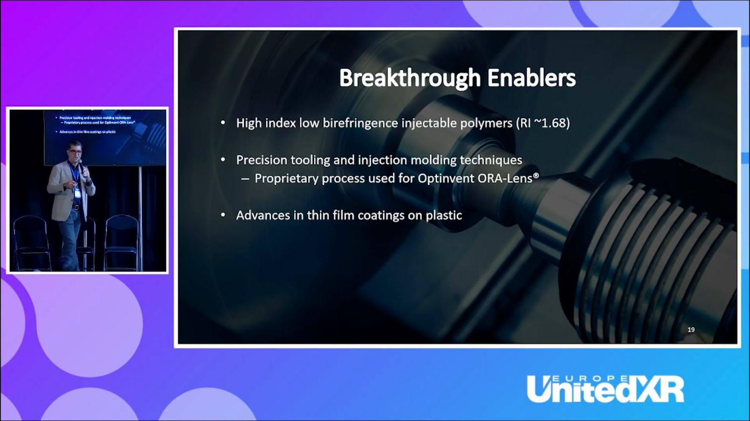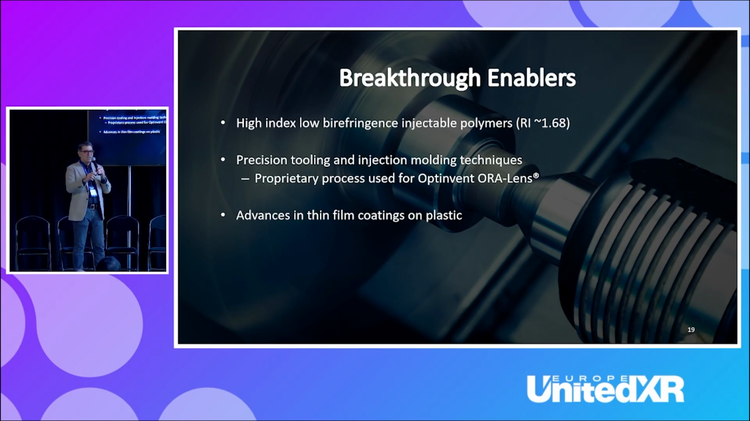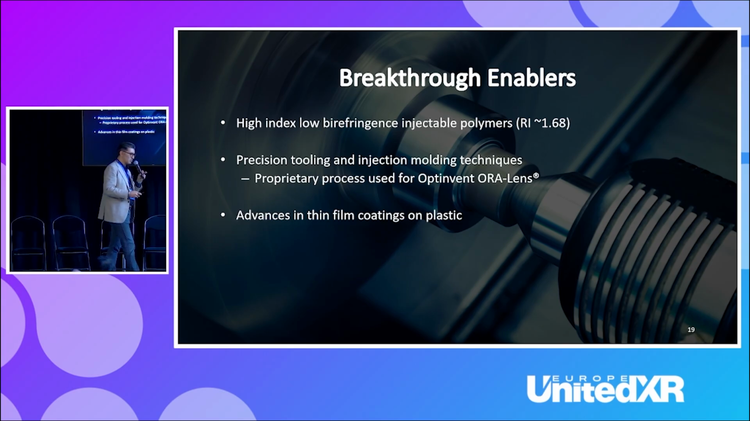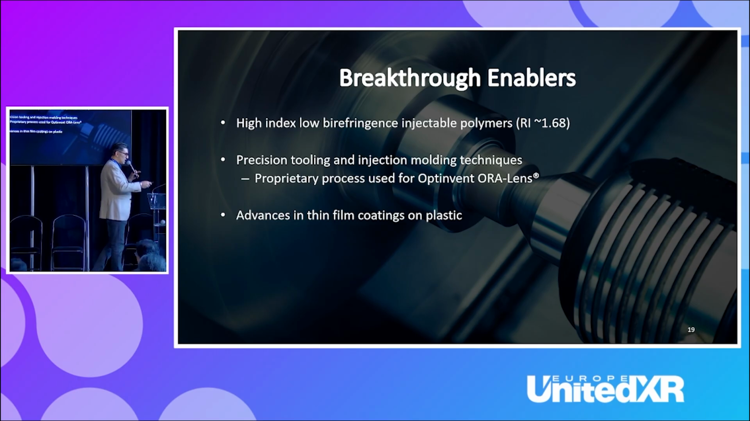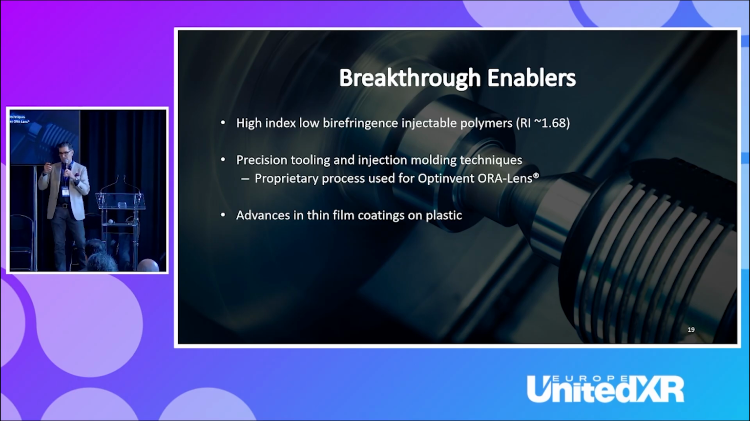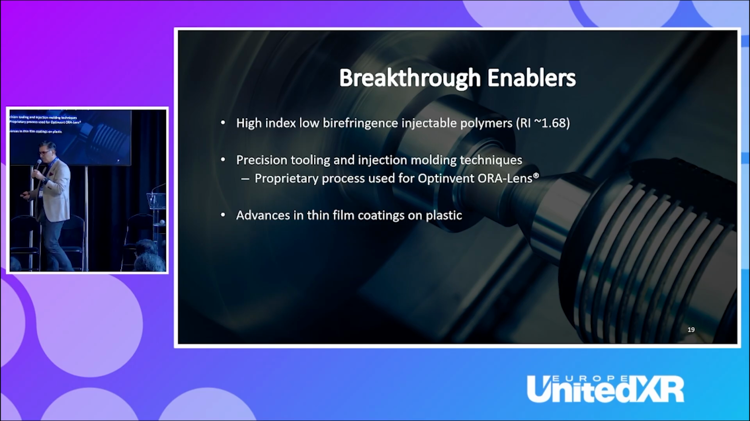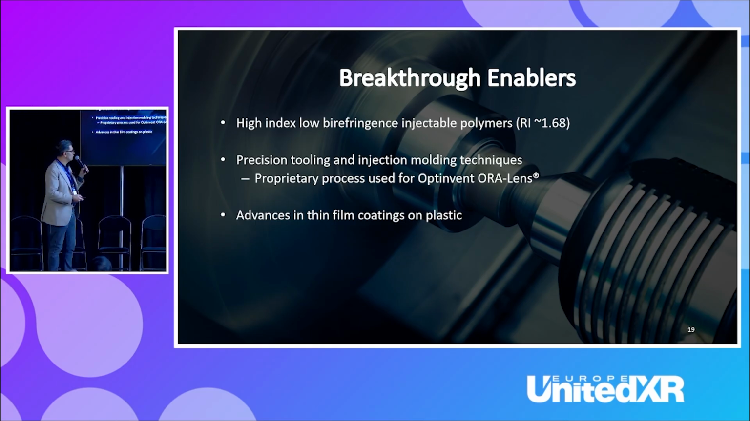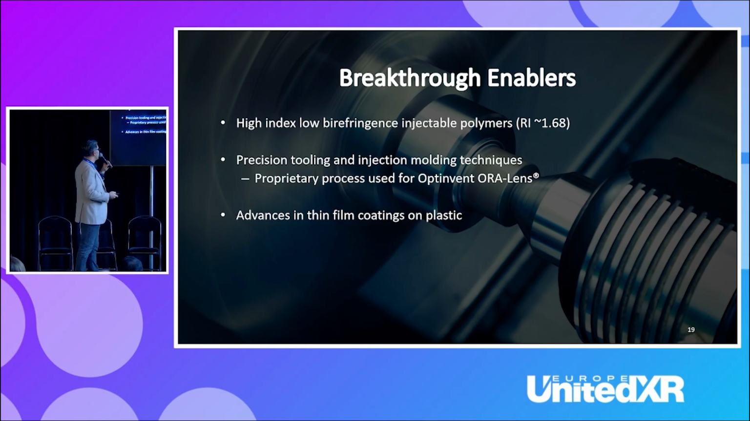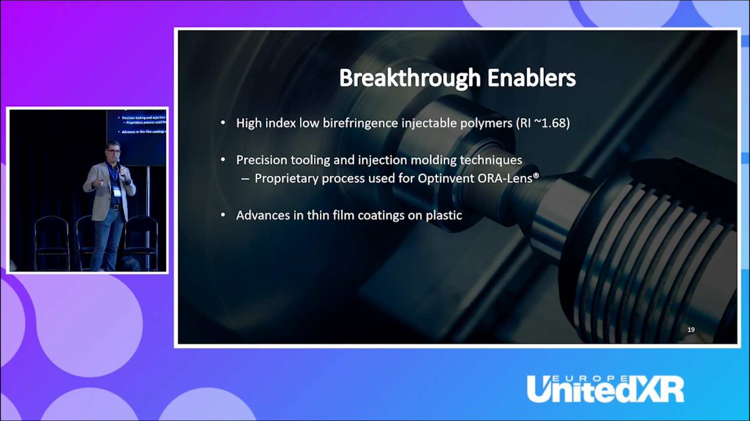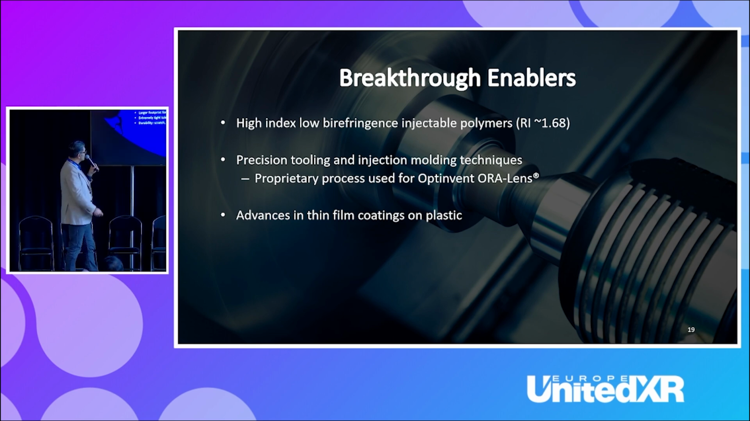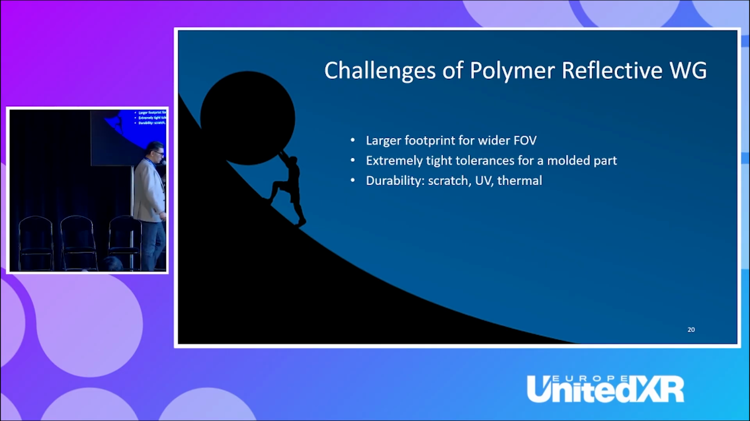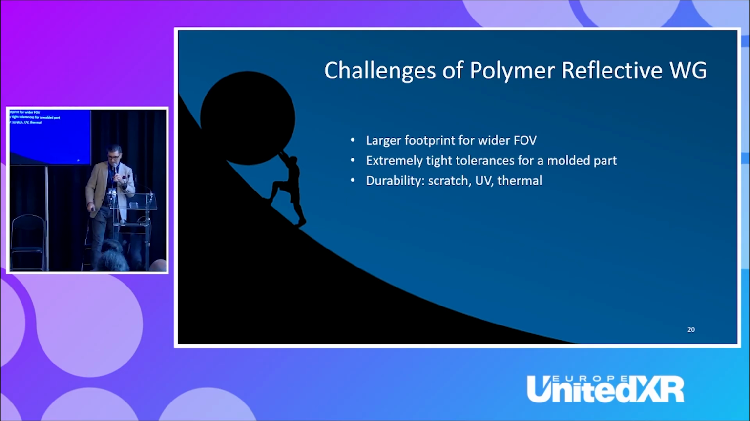That's the key, by the way, is plastic doesn't really want to behave the way that you want it to. It tries to go all over the place, it tries to shrink, it tries to do a whole bunch of things. The key is to make the plastic do what you want, and we've found a very proprietary method to do that. And then, of course, advances in thin film coating on plastic. It's really actually quite hard to coat plastics and have the right performance, adherence, etc. So some of these advances have allowed us to come up with the Aura lens.